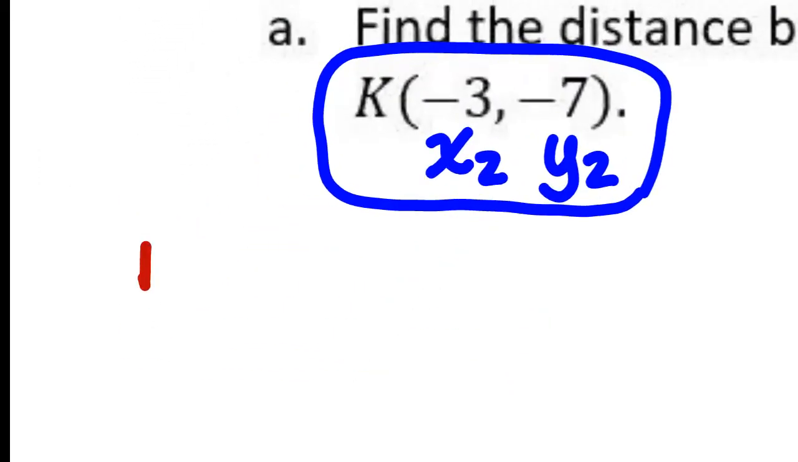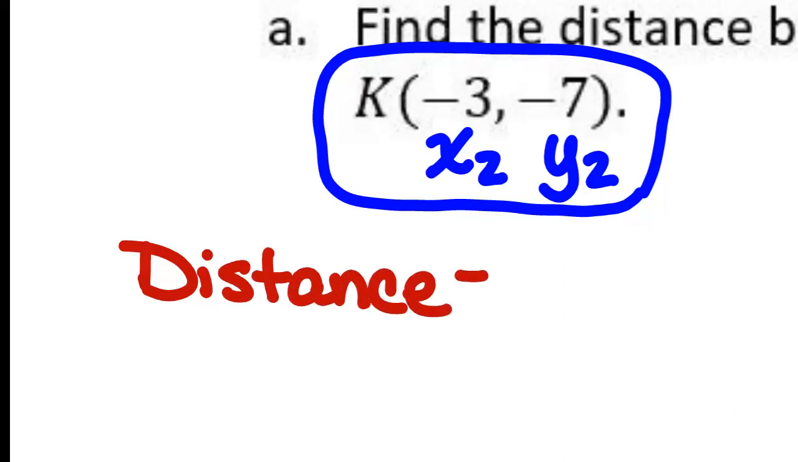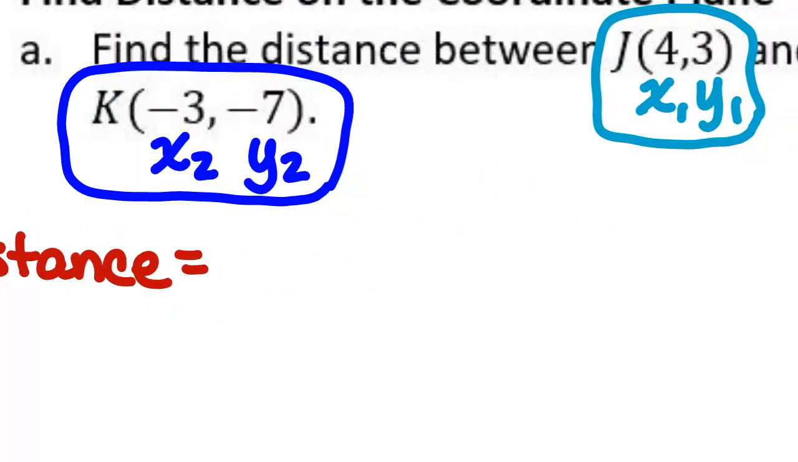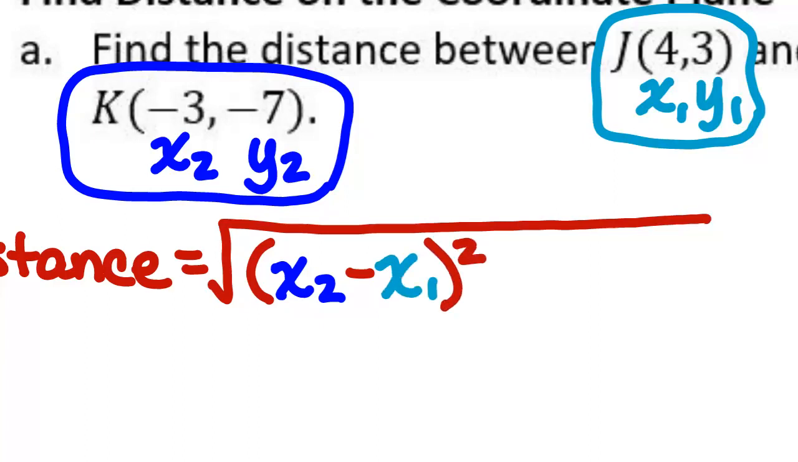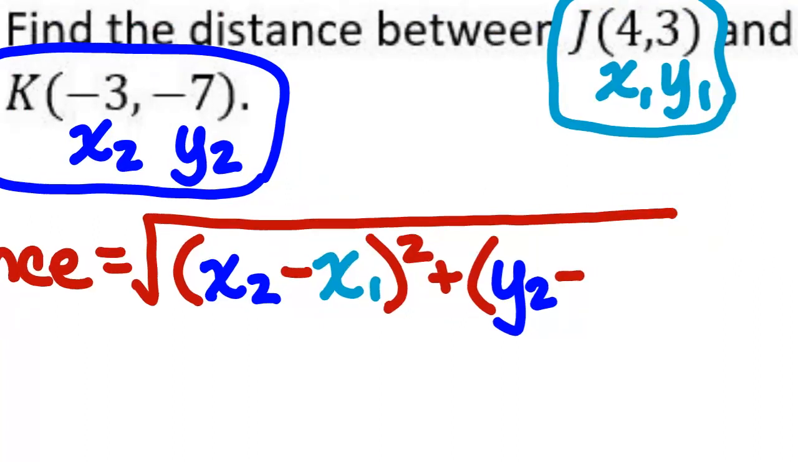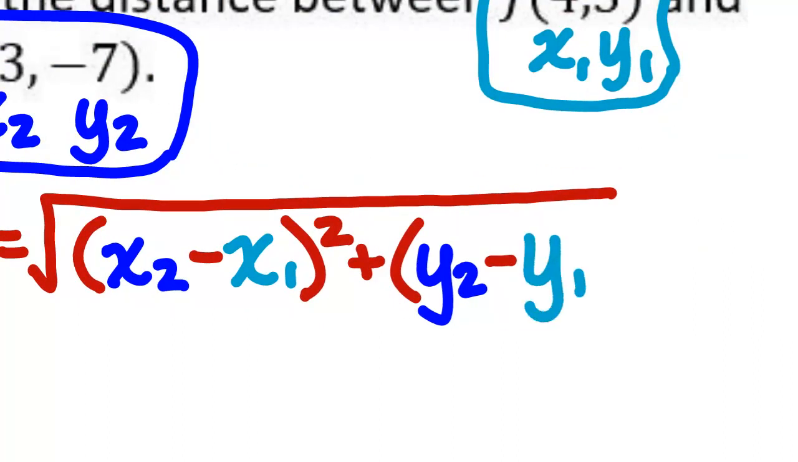Now we're going to find our distance. I'm going to write my formula down first so that I make sure to substitute into it correctly. In my distance formula, we have this enormous square root sign. We're going to do x2 minus x1, and then we're going to square that. And then we'll do the same thing with the y's. y2 minus y1, and we're going to square that.